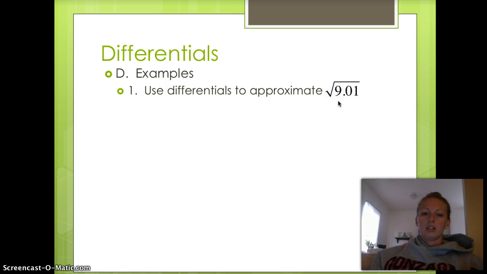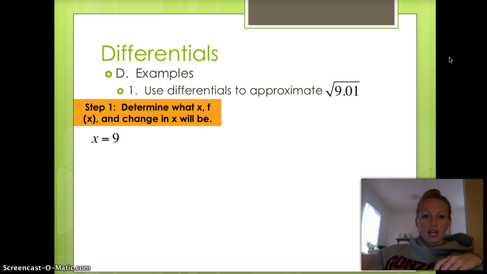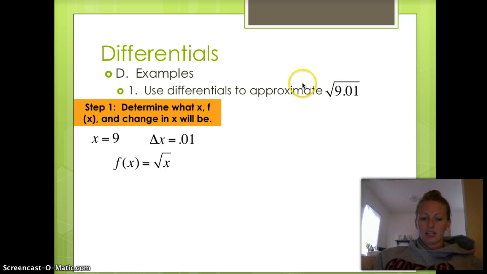So step 1, we need to determine what x, f of x, and our change in x, so our triangle x, will be. Looking at this, what is our function or what is x going to be? Just think about that. Remember, x and change in x need to add to give us what's here. So we're going to let our x equal 9, and what will our change in x be then? Our change in x is going to be 0.01, because 9 and 0.01 give me what's in here. And then my f of x is root x. So I've taken everything that they gave me in this function and put it into the parts of my formula.